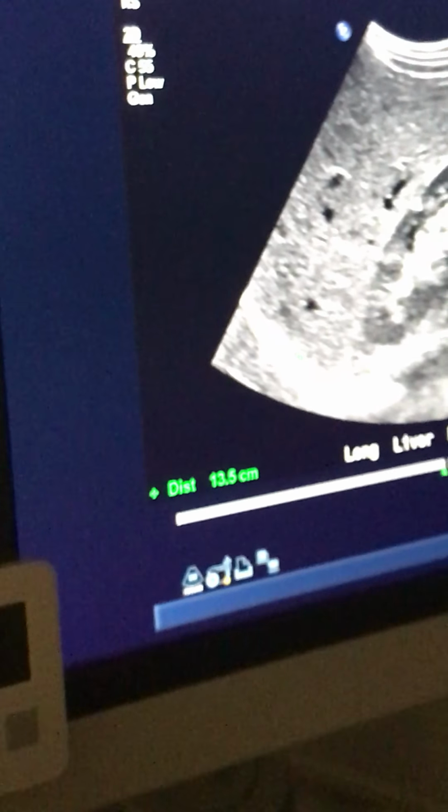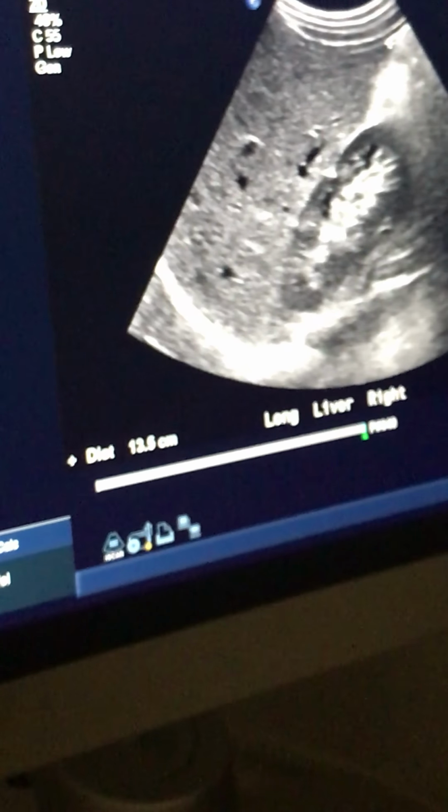And all that on the right. It's okay. Yes. Liver length.